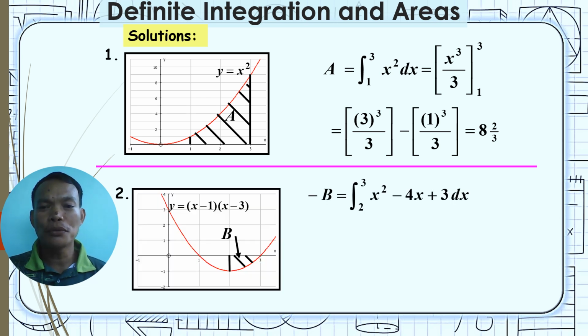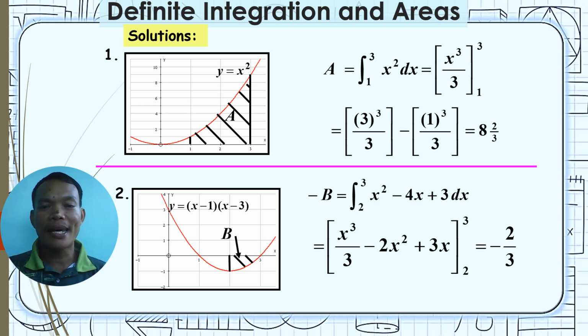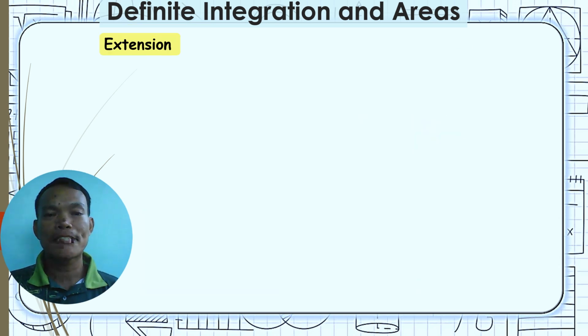For number 2, we have negative A is equal to the integral of x squared minus 4x plus 3 dx with limits of integration from 2 to 3. So we have x cubed over 3 minus 2x squared plus 3x with limits from 2 to 3. It gives us the answer negative 2/3. Since it's negative 2/3, and the area is always positive, the area of the shaded region is equal to 2/3.